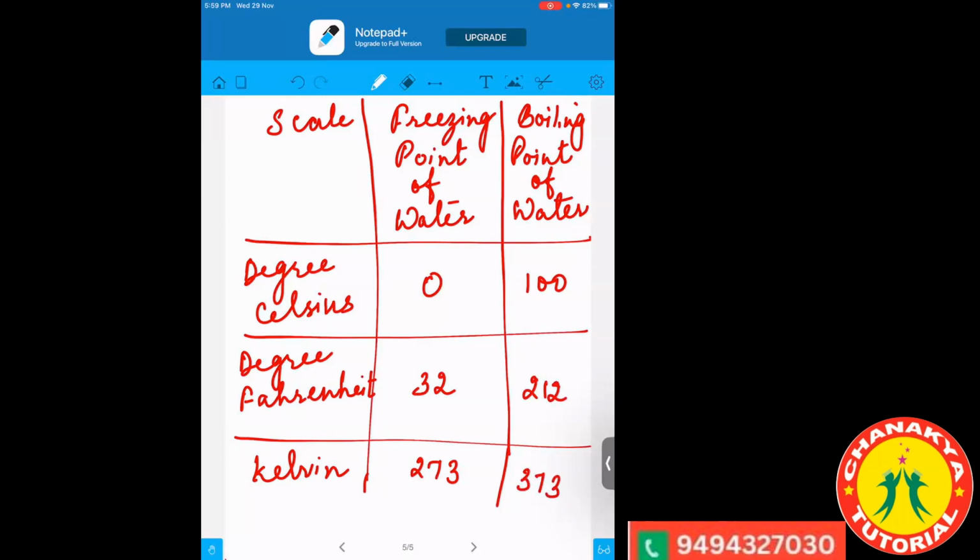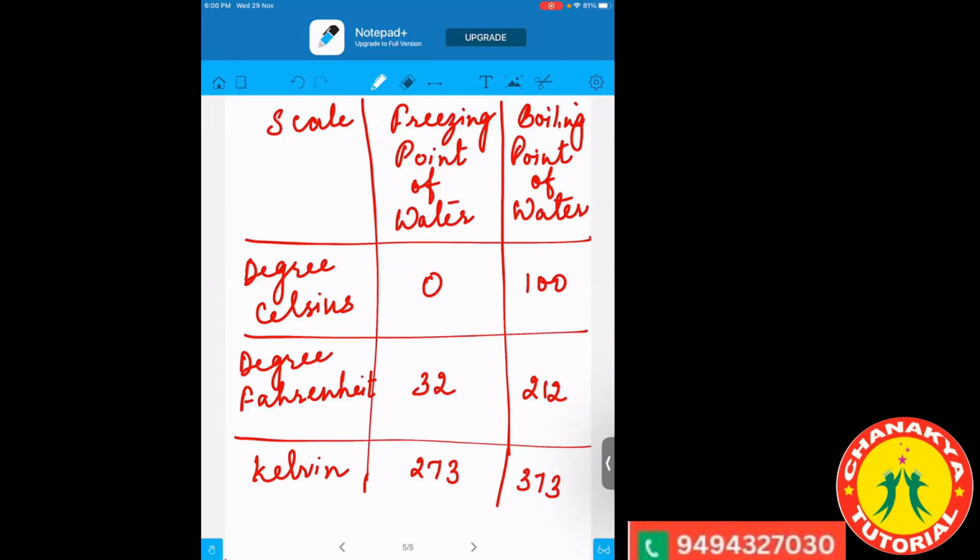So these are the important points to remember. Degree Celsius, freezing point 0. Fahrenheit, freezing point 32. Kelvin, freezing point 273. Whereas the boiling point for Celsius is 100, Fahrenheit 212 and Kelvin 373. So these are the scales which are given there.